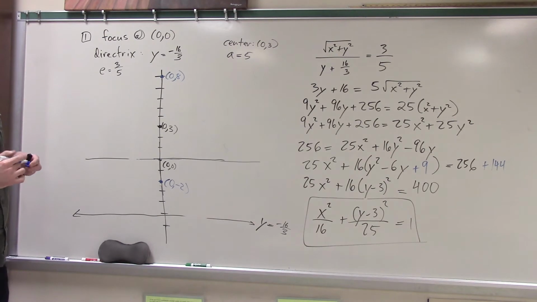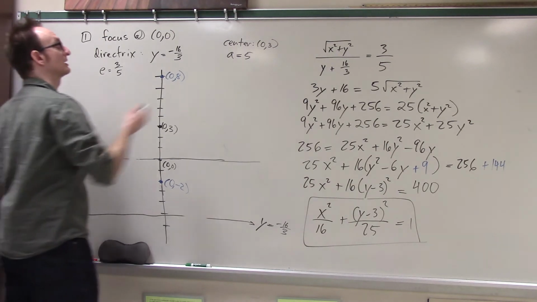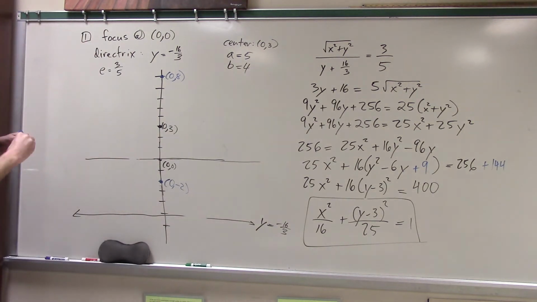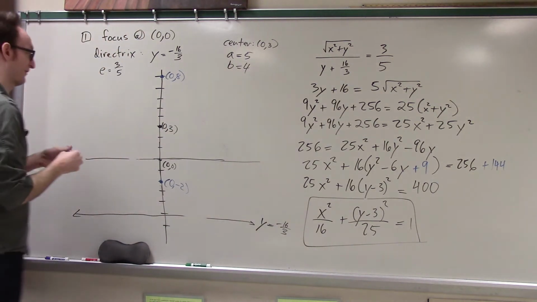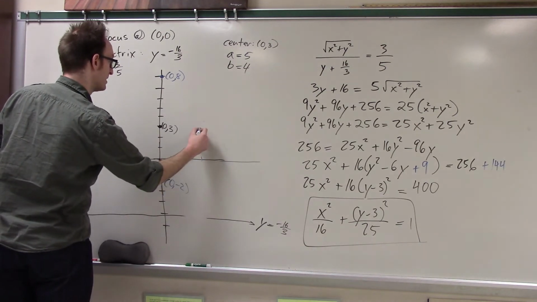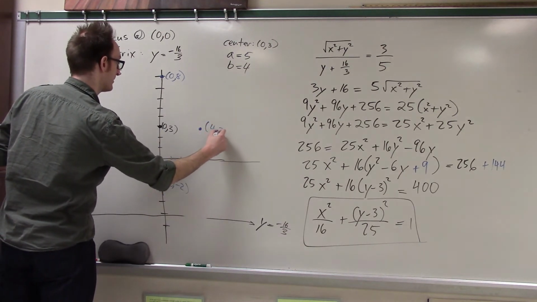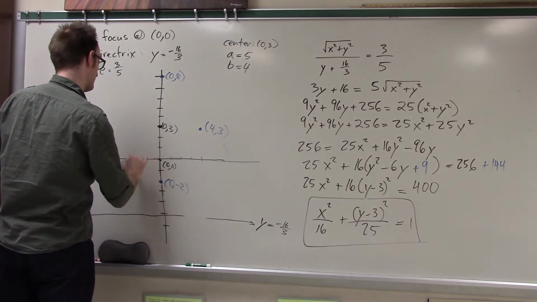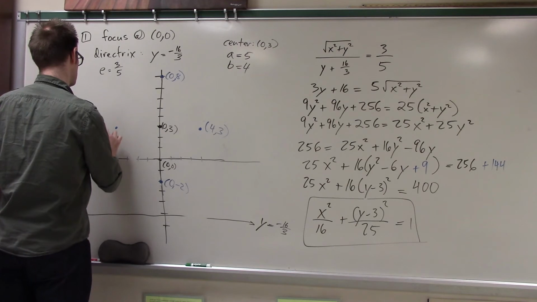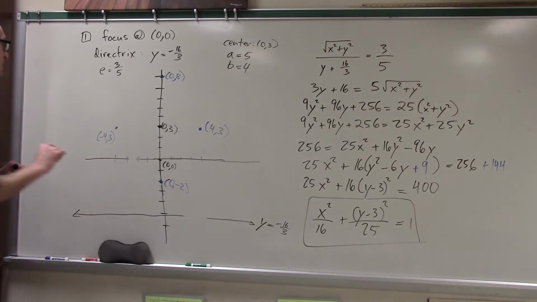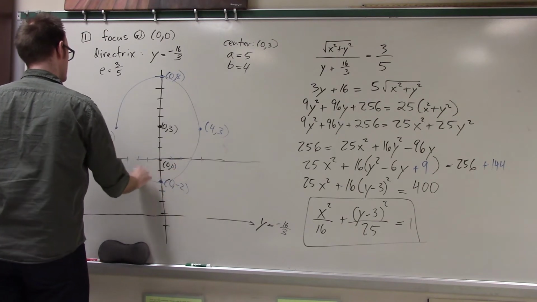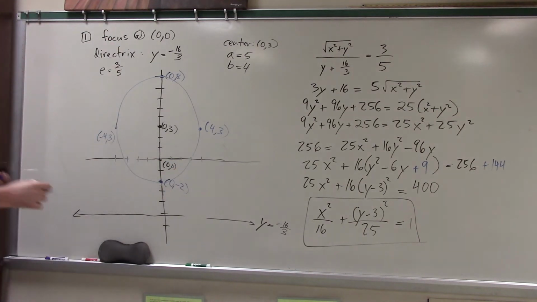And then I also see that b is 4. So that means that my x coordinate is being stretched out by a factor of 4. So if you go over 4, then I'll have a point here at (4, 3) and a point here at (-4, 3). And so my ellipse is basically something looking a little bit like that.